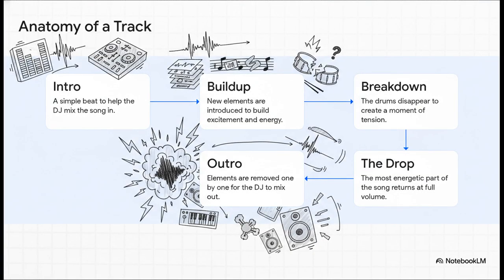You start with a simple intro, so the DJ has something easy to mix. Then comes the build-up, where you start adding more and more layers to build energy and excitement. Then, right when things are getting intense, everything stops for the breakdown. The beat drops out. You get this beautiful atmospheric part. It's all about creating tension, waiting for the drop. That's the moment the beat comes crashing back in and everyone goes wild. After that, you have an outro that strips things back down so the DJ can mix into the next song.